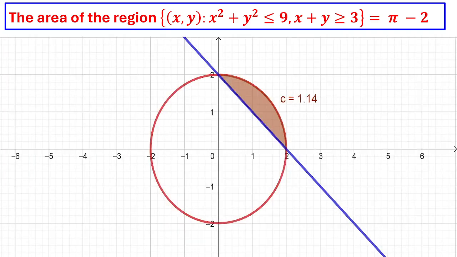Let us see it on the graph now. It is 1.14. That is 3.14 minus 2. Approximate. It is pi minus 2. That is the area enclosed by the inside the circle and above the line.